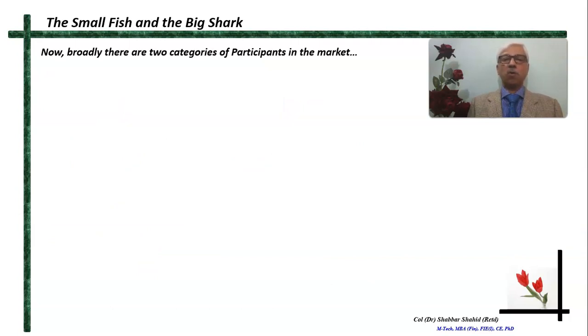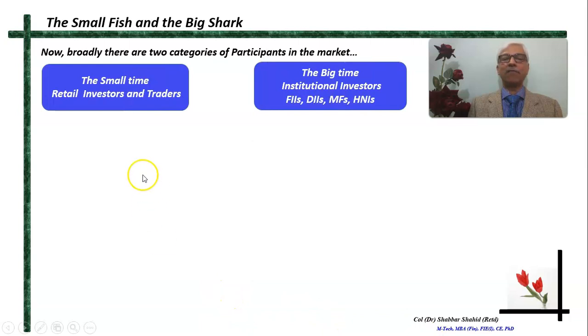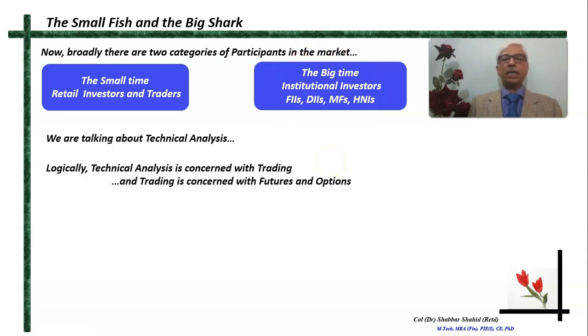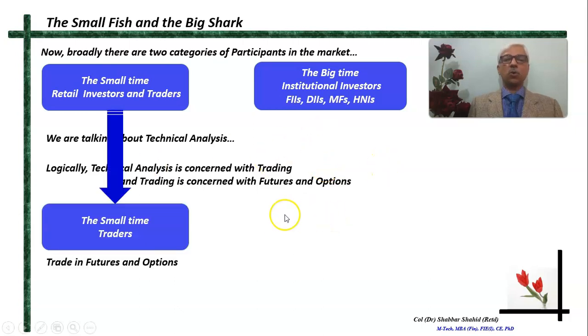So broadly, when we come to the stock market, there are two categories of participants. One are the small-time retail investors and traders, people like you and me, whom I call the small fish. And then there are big-time institutional investors like the foreign institutional investors, domestic institutional investors, mutual funds, high net worth individuals, and many like them. These are the people I call big sharks. Okay. Now we are talking about technical analysis, and technical analysis is concerned with trading. If somebody were to invest, then he would do fundamental analysis. All right. Since we are doing technical analysis, it is obvious trading is concerned with futures and options. So we will talk about the traders who are trading in futures and options.